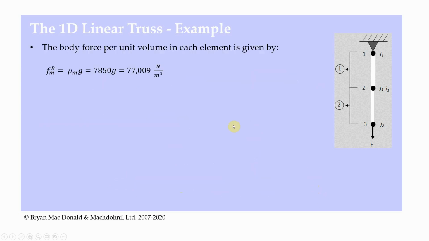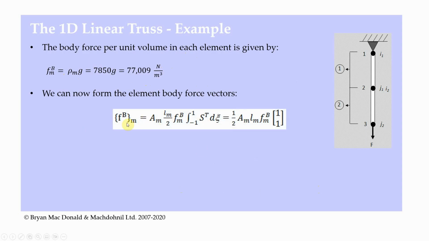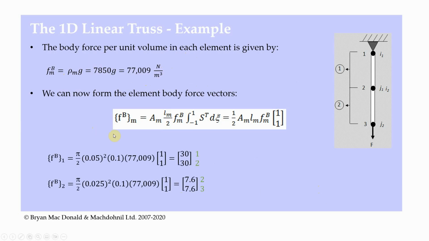So now we need to sort our forces out. We've sorted out our stiffness matrix. The body force per unit volume in each element is given by rho for the element times g. So it's going to be 7850 times g, which is 77,009 newtons per meter cubed. We can now form the element body force vectors, from our equation that we had a couple of slides ago. And in this case, we just fill it in.